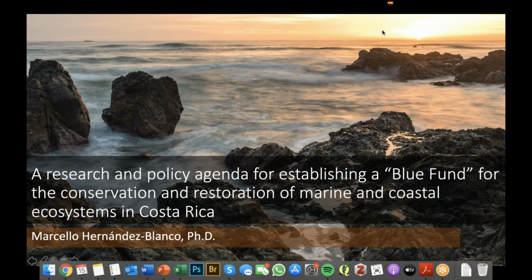So, as Jean was saying, I'm currently working for UNDP, and we're redesigning the payment for ecosystem services scheme of Costa Rica, which is my home country, and I'm also helping design a marine payment for ecosystem services for the World Bank, also in Costa Rica, together with the team.